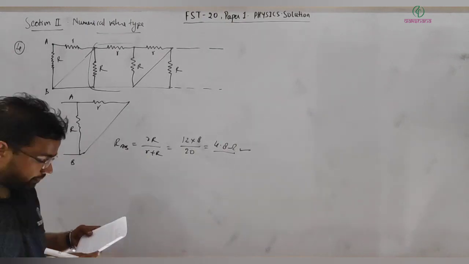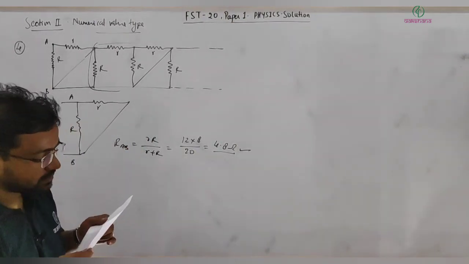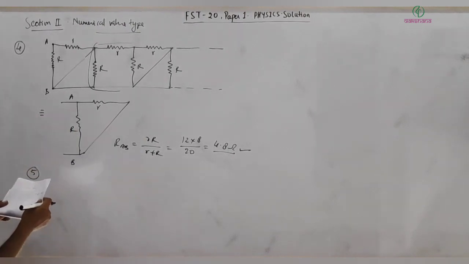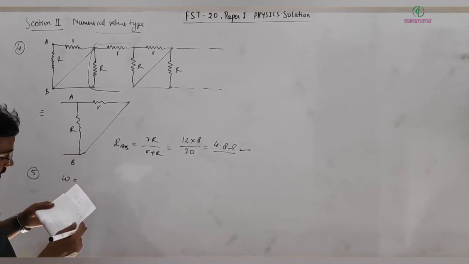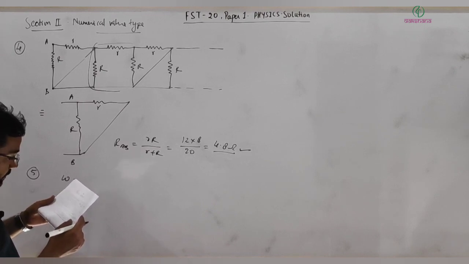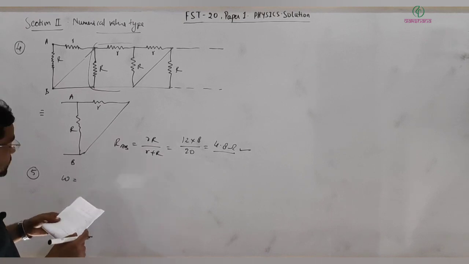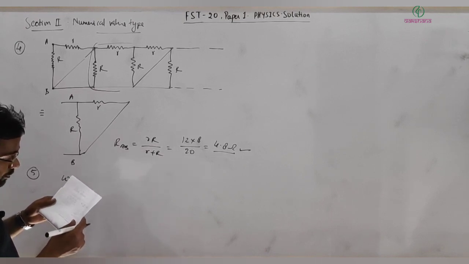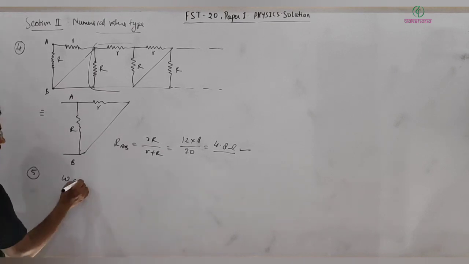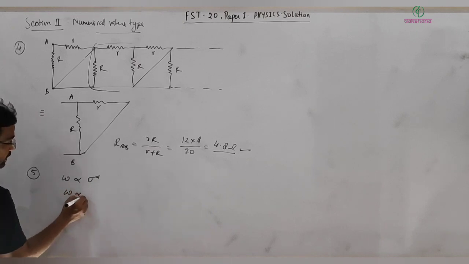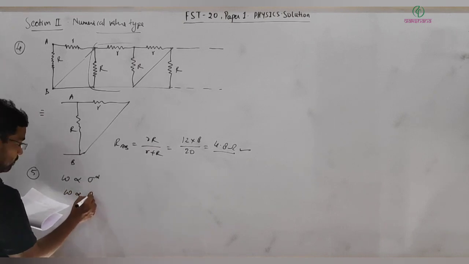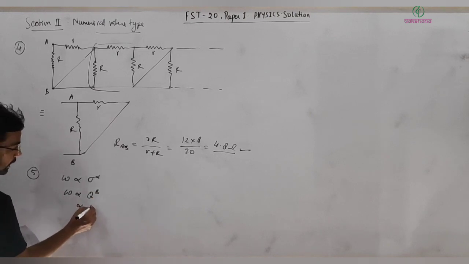Next, question number 5. Using the dimensional analysis, angular frequency omega of the surface wave. So omega we are supposed to find by dimensional analysis. It's depending on a few parameters: surface tension sigma, water density, and wave number k. Assuming the dimensionless coefficient is equal to 2, we can write omega directly proportional to sigma power alpha, directly proportional to q power beta, and directly proportional to k power gamma.